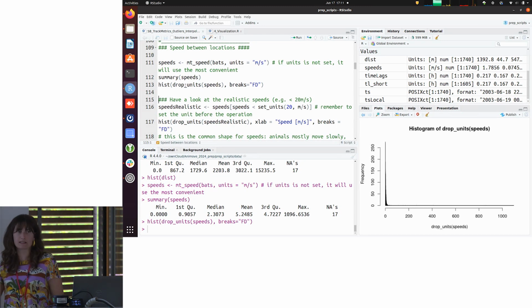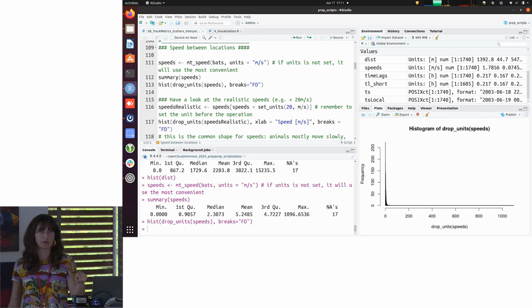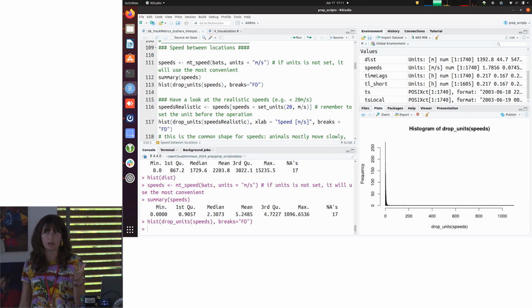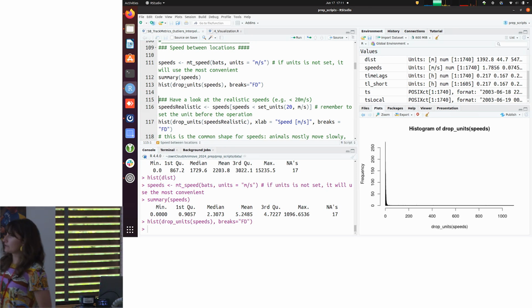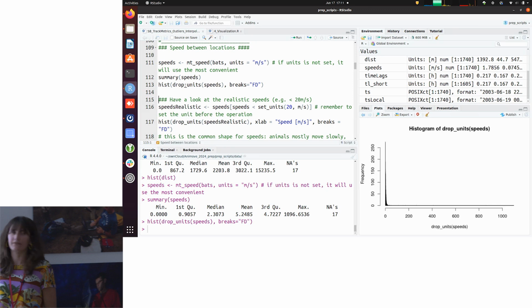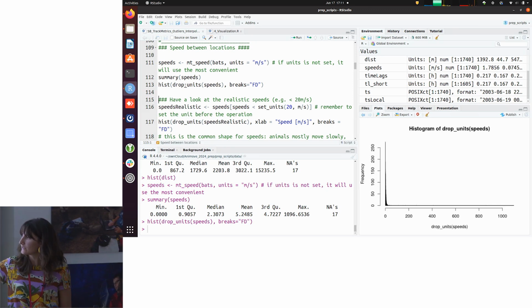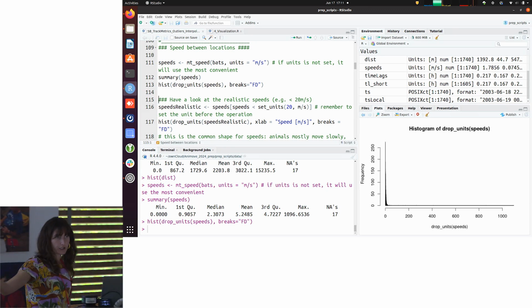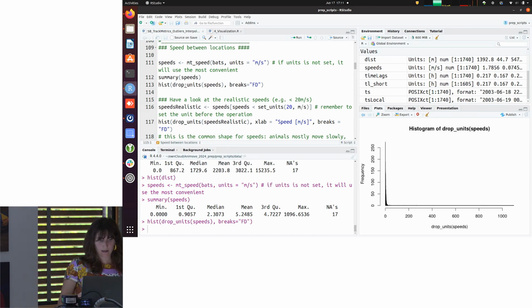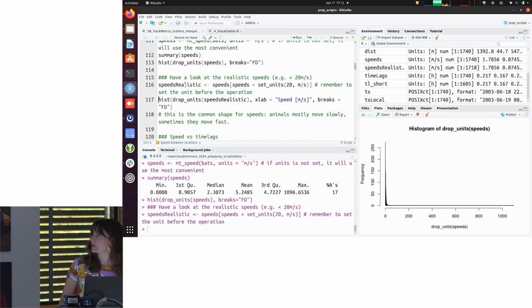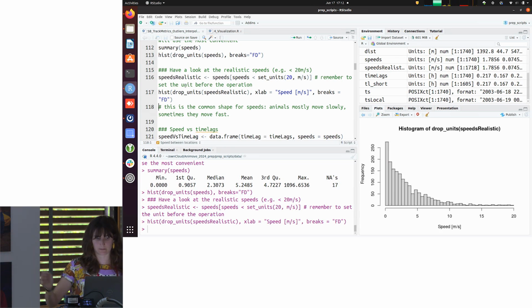Speed is very sensitive to gaps and also to outliers. We will see at the end of the script how speed is very good to discriminate and filter out outliers. Here we see, for instance, these very, very high speeds that are obviously unrealistic. I think a bat is not gonna fly more than 20 meters per second. So we can just look at realistic speeds. And again, we see that this is the usual distribution that we would expect from speeds.